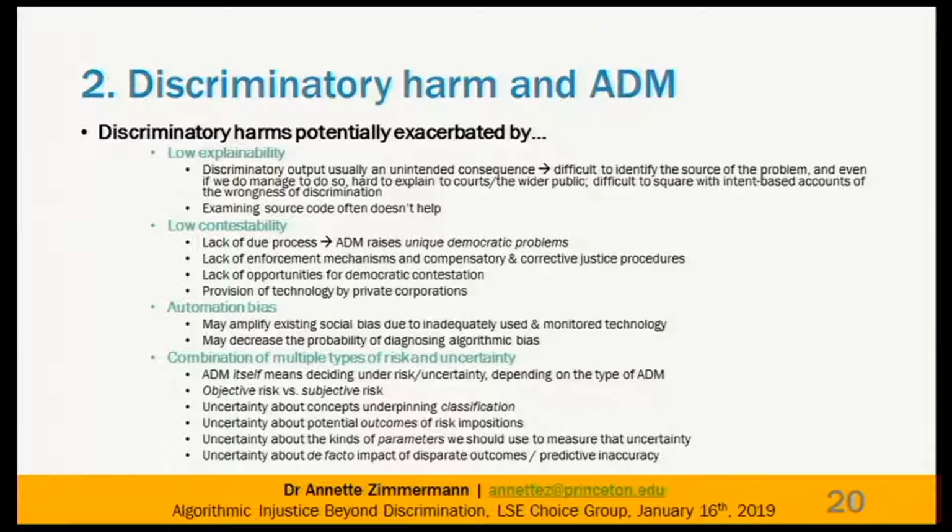These discriminatory harms can be exacerbated by many things that might have democratic, or just broadly political and social, significance. One issue is low explainability. Very often we have very little insight into how a particular algorithm arrives at particular decisions. This might be because a private corporation produced the algorithm, or it might be that we can get unexpected results that we can't mathematically understand. Sometimes we can also get technical complexities that are hard to model. Then we have low contestability on top of that.